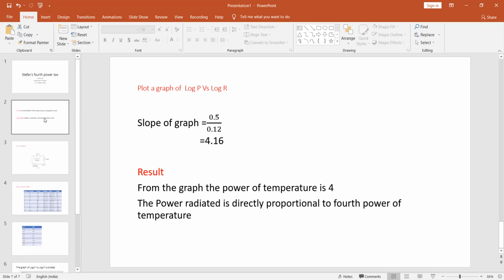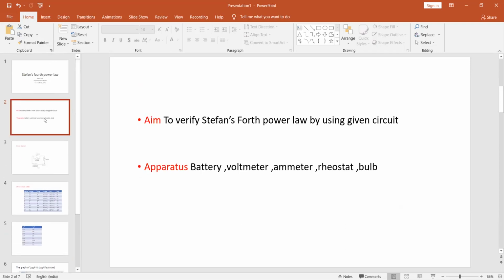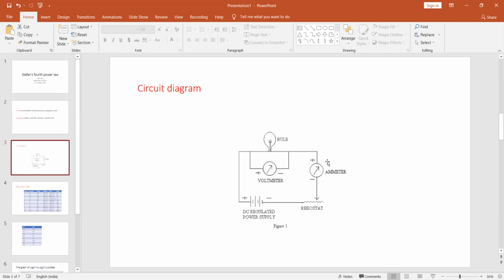You have to explain the aim of the experiment. You have to explain the apparatus. Then you have to draw the circuit diagram. The circuit diagram is very easy. There is a bulb. Voltmeter is connected across the bulb. Then the ammeter is connected in series with the bulb. And there is a power supply and there is a rheostat. And how did you do the experiment? You keep different voltages. And for various voltages you measure the current.